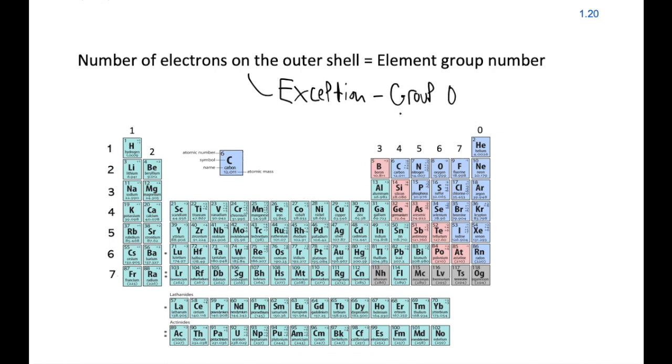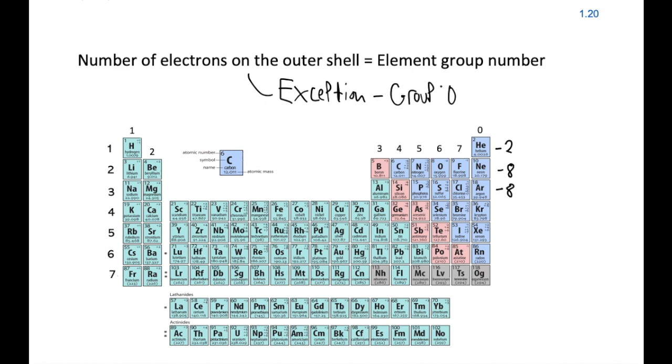All the elements in the group 0 column have full outer shells. Neon and argon have 8 electrons on their outer shell, and helium has 2. So instead of calling this column group 8, which might make sense considering we have groups 3, 4, 5, 6, and 7, it wouldn't actually be true in respect to this rule. So what we do is we refer to it as group 0. But the table can tell us more than just the number of outer electrons for an element.